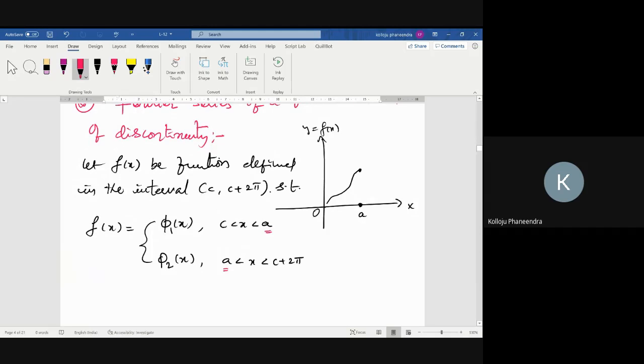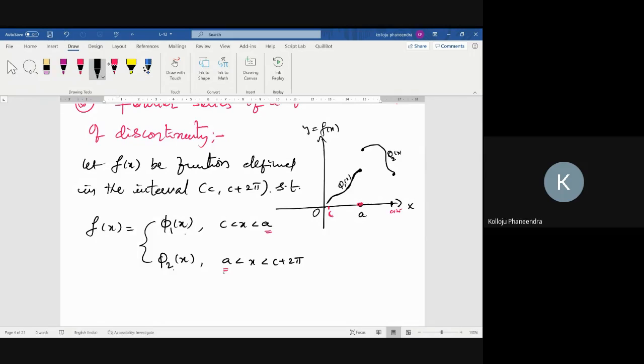See, somewhere this is c, and this is c plus 2 pi, and a is a point in the interval. In c to a, the curve is given by phi 1 of x. Assume this is phi 1 of x, which is not equal to phi 2 of x here. And from a to c plus 2 pi, the function is phi 2 of x. Let me assume the phi 2 of x curve like this, somewhere up to here.